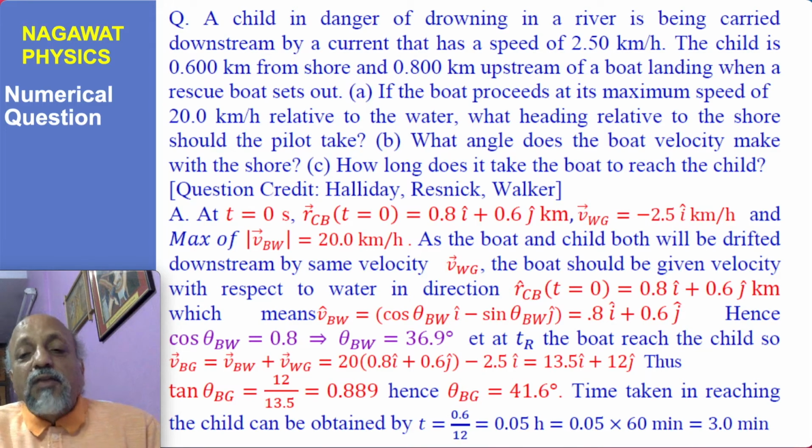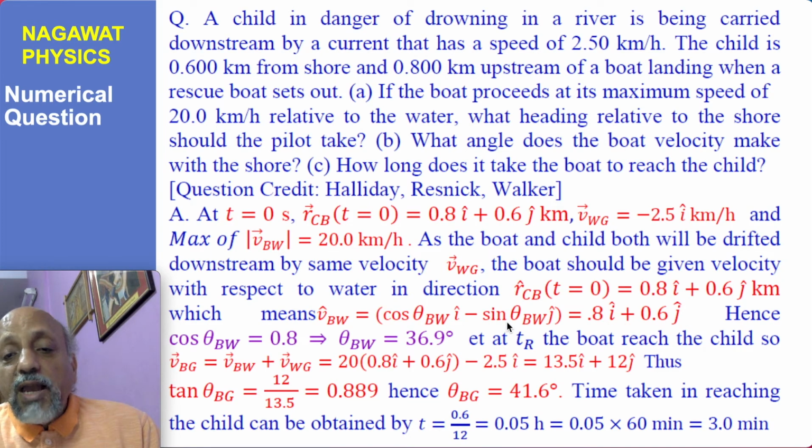But remember that he is to move upstream, because in that direction is the boy, and that's why I have given the analysis in that manner. The downstream direction is minus i cap. So VBW would be in this direction, and since the maximum VBW is 20, I choose the maximum. This direction, the unit vector, can be written as cos theta BW i cap minus sin theta BW j cap, or this should be the plus.